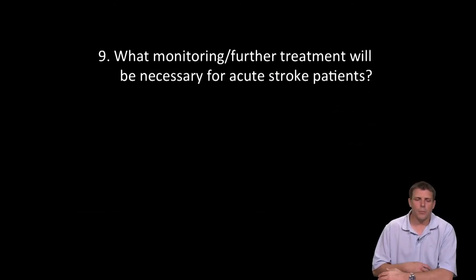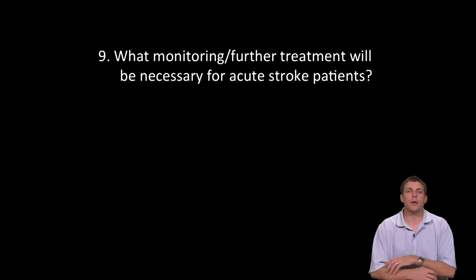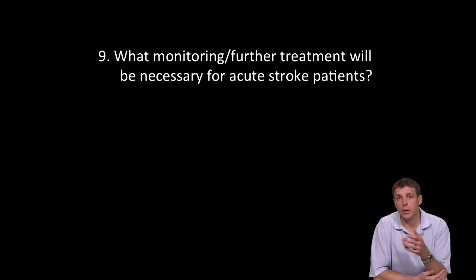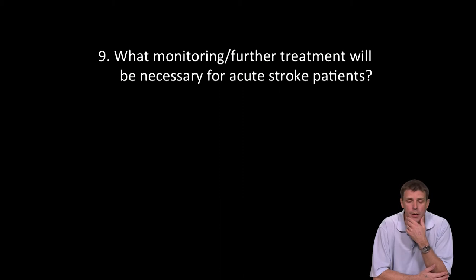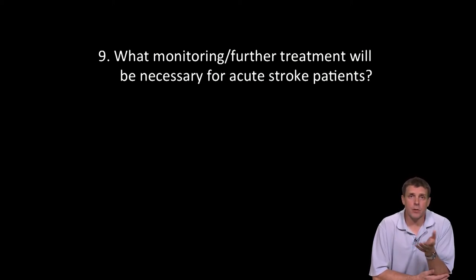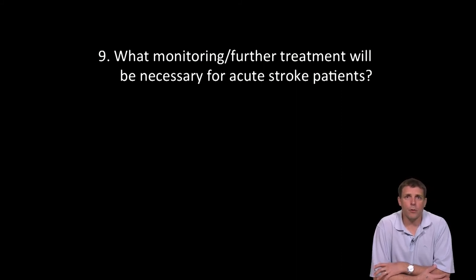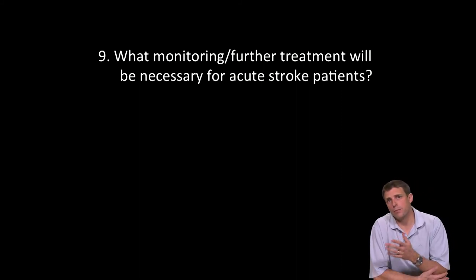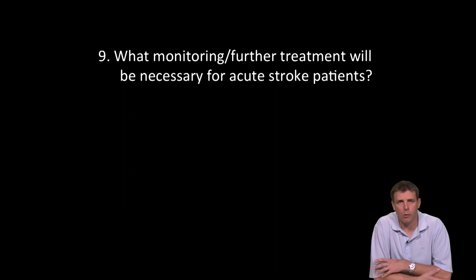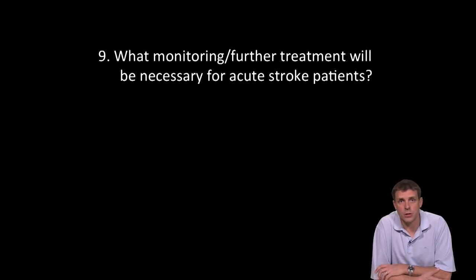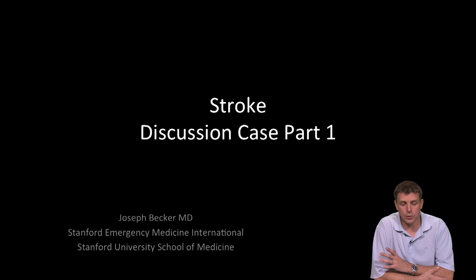All right, so in that clip, we saw some resolution or some improvement of the patient's symptoms. He certainly is able to communicate now, not perfectly, but better than he had been. And as well, he's able to move that left arm, which previously he had not been able to move. There's some discussion about what will happen next, and the patient will be admitted and so forth, which brings us to our last question of what monitoring or further treatment will be necessary for acute stroke patients such as Ralph, and what will the eventual disposition of these patients be? All right. So these are the questions associated with this case.